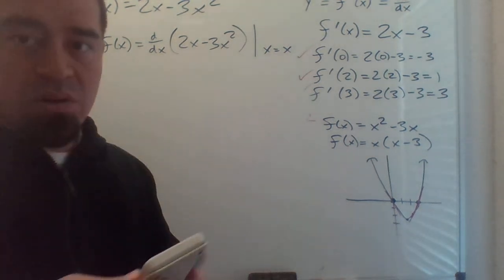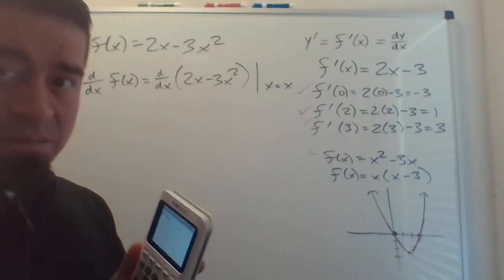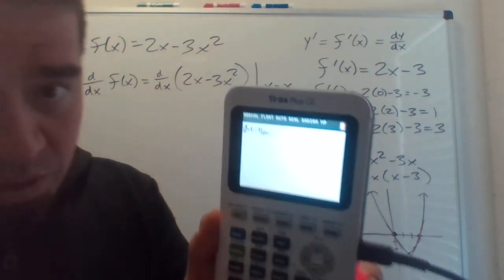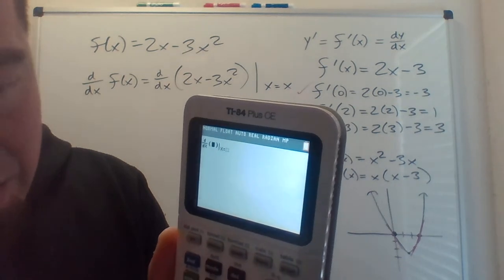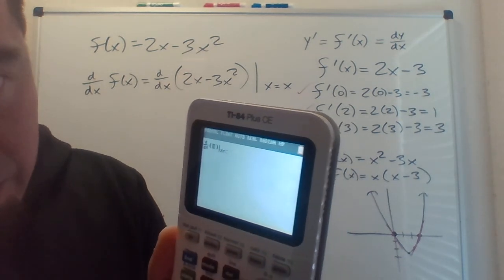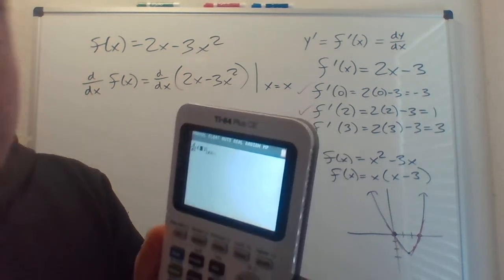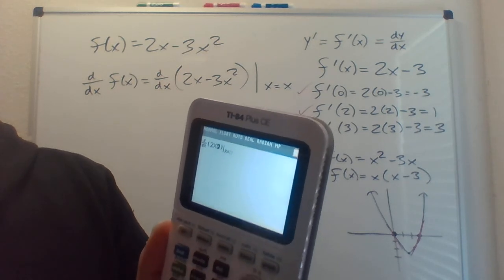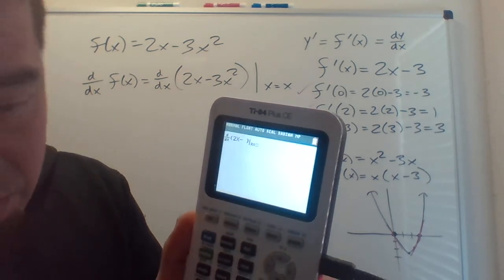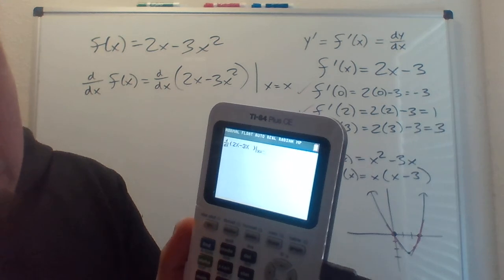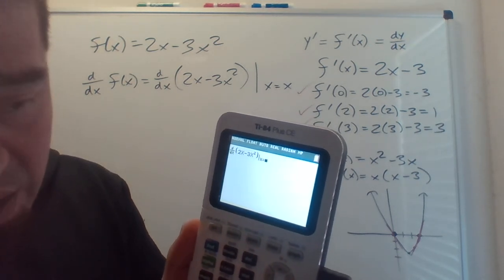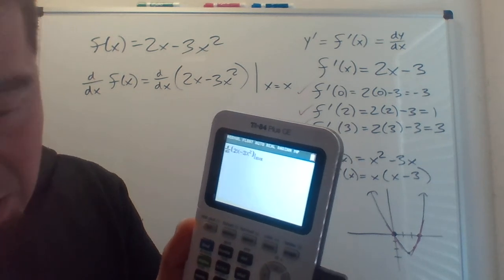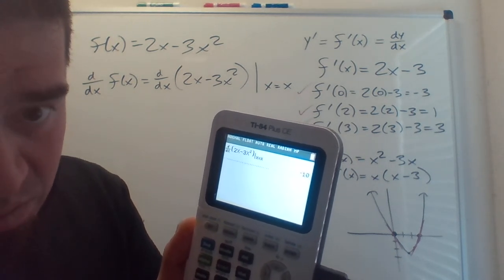Okay, so basically I'm going to go back to here. I'm going to type in x. I'm going to go to the parentheses, and then I'm just going to type in my equation, 2x minus 3x squared. Okay, now that I did that, I'm going to go to the right, and I'm just going to push x equals x. Then I'm going to push enter.